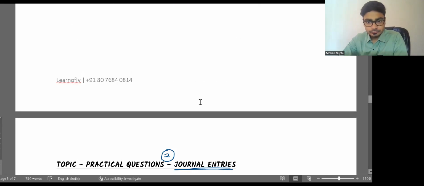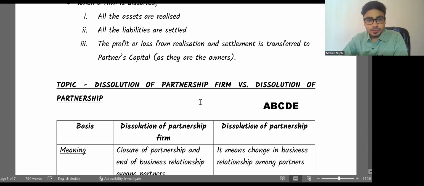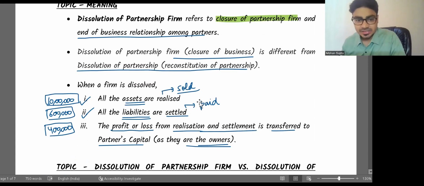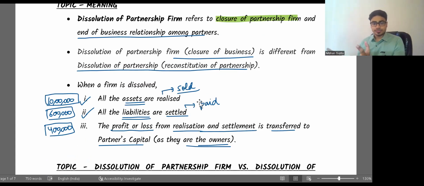Okay. So till now I have discussed what is the meaning of dissolution of partnership firm. Basically it means closing the business. When a business is dissolved, assets are sold, liabilities are paid, and the remaining balance is distributed among the partners in the ratio. And the next thing that we have discussed is the questions that can come in exam from this chapter. There can be 2 types of questions: preparation of accounts, 3 accounts, and journal entries.